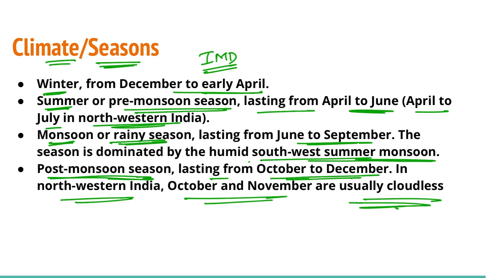So apart from this, India's climate is also affected by 2 seasonal winds: the northeast monsoon and the southwest monsoon. The northeast monsoon is commonly known as the winter monsoon. It blows from land to sea. And the southwest monsoon brings most of the rainfall during the year in the country.